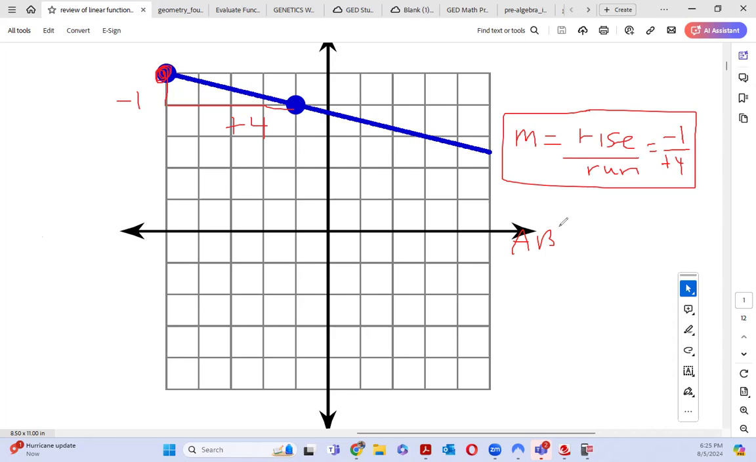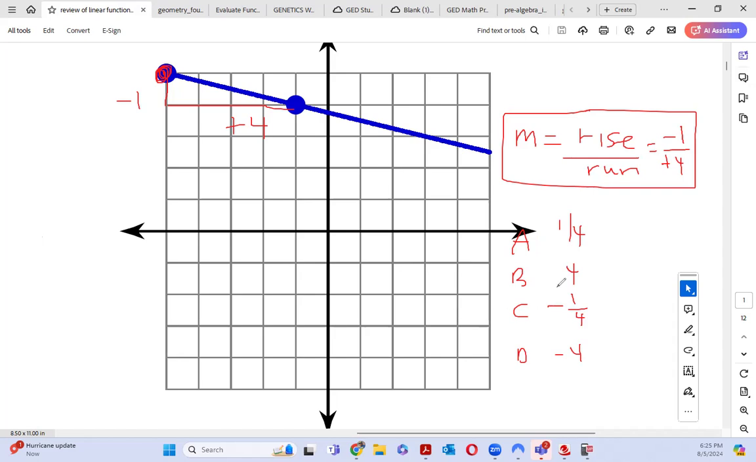A is 1/4. B is 4. C is -1/4. D is -4. Why did I put 4 and -4? This is what the GED or HiSET is going to do. They want to see if you went rise over run. If you went the opposite way and did run over rise, you can get 4 over -1.